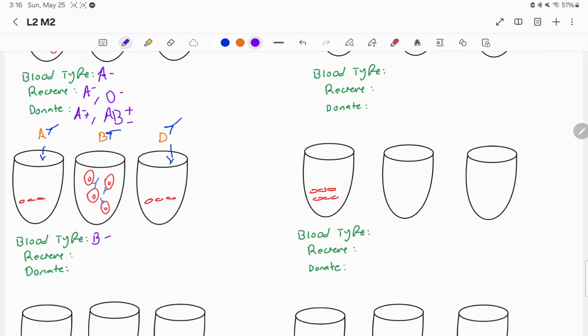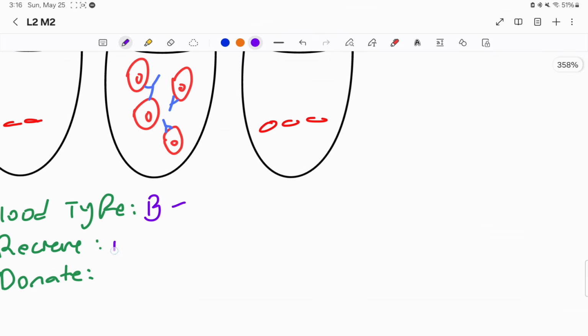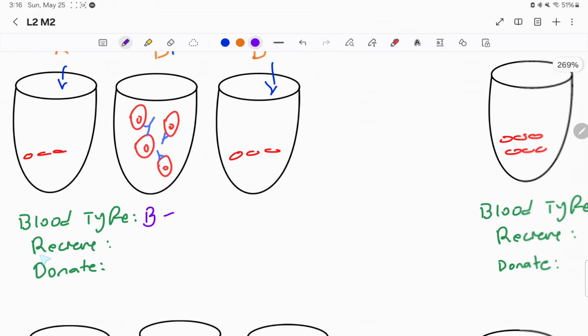Okay? And who can B negative give to? Well, B negative can definitely give to B negative. Okay? But who else can he give to? Who can he receive from? Okay, he can receive blood from B negative because he's B negative, and he can receive blood from the universal donor, which is O negative.